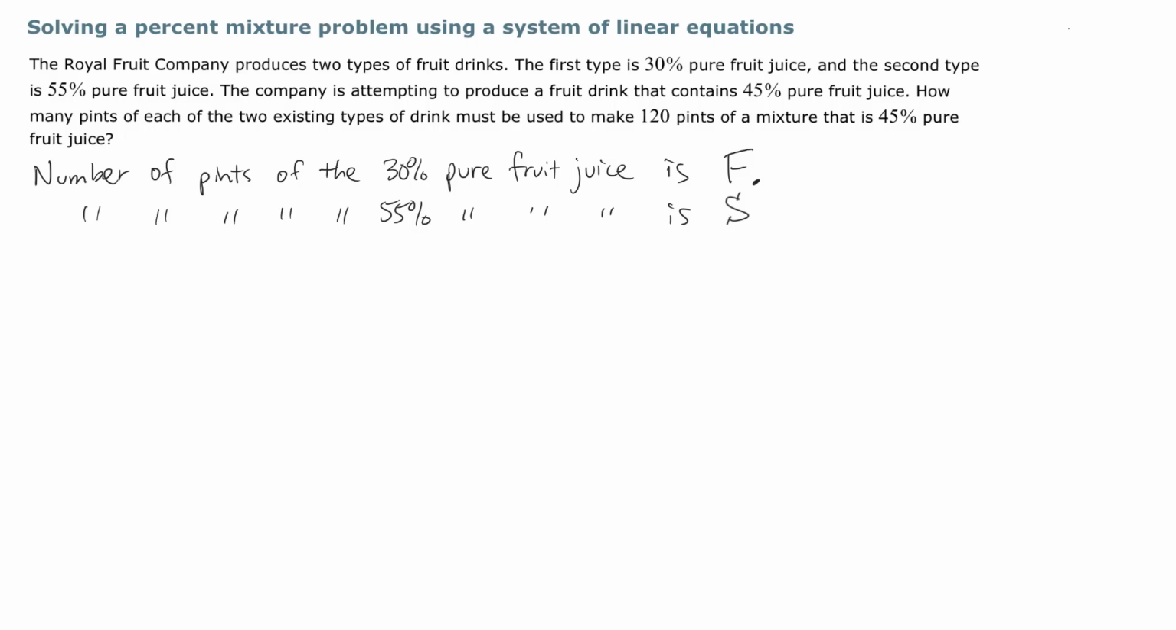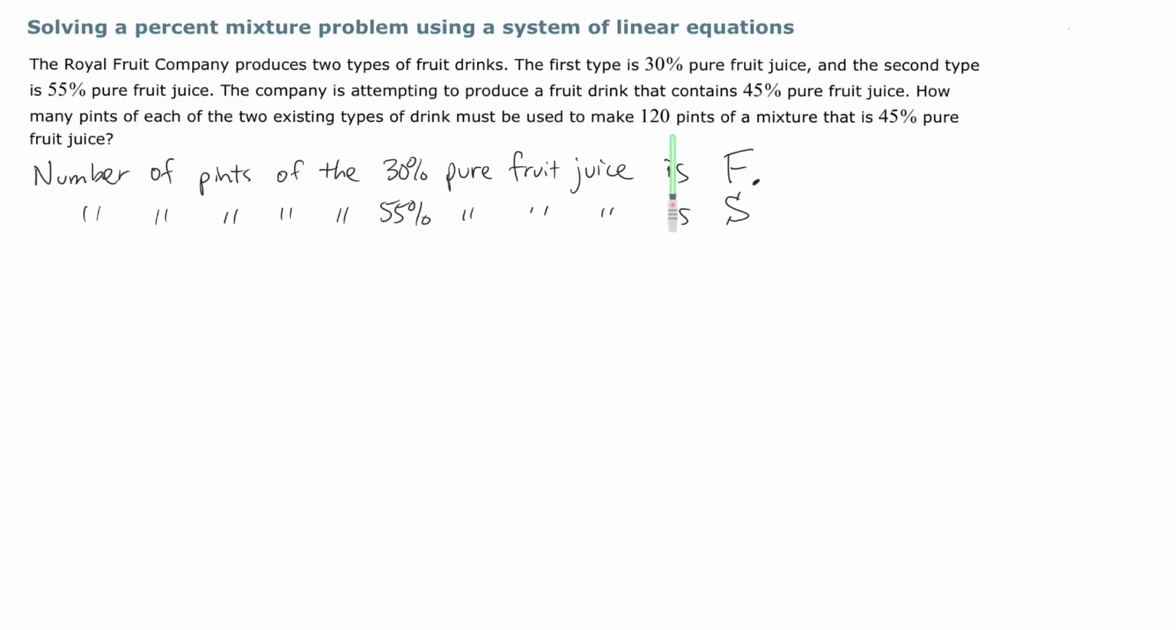Let's read the problem again. The company is attempting to produce a fruit drink that contains 45% pure fruit juice. How many pints of each of the two existing types of drink must be used to make 120 pints of a mixture that is 45% pure fruit juice? So each of these mixtures have different concentrations, but in the end, after you mix it, you're going to get a mixture that contains a concentration of 45% of pure fruit juice.